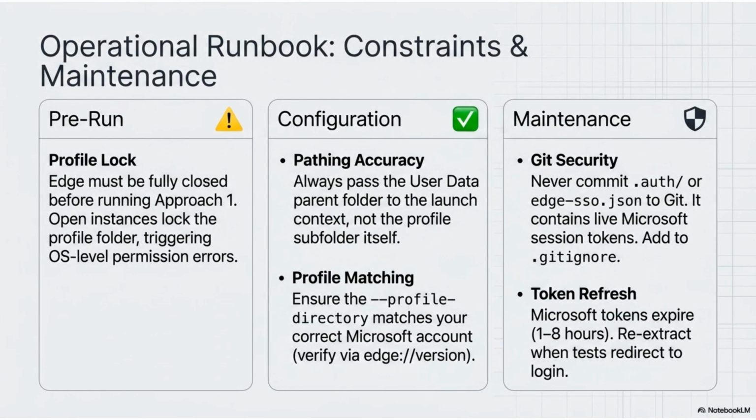Key constraints include ensuring Edge is fully closed for Approach 1 to avoid profile lock. Configuration requires passing the correct parent folder path and matching the profile directory. Finally, maintain Git security and refresh tokens every 1 to 8 hours.